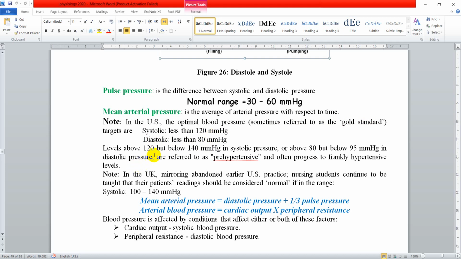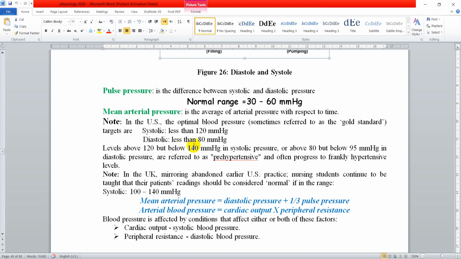Level above 120 but below 140 millimeter mercury in systolic pressure, or above 80 but below 95 in diastolic pressure is referred to as pre-hypertensive. يعني هو ده تلاحظون انتوا السيستول هو more 120 but below 140. هنعرف من ضمن النورمال رينج ال 140 هو the highest point for systole. فلما يكون السيستول between these two numbers نقدر نسميه احنا pre-hypertensive.